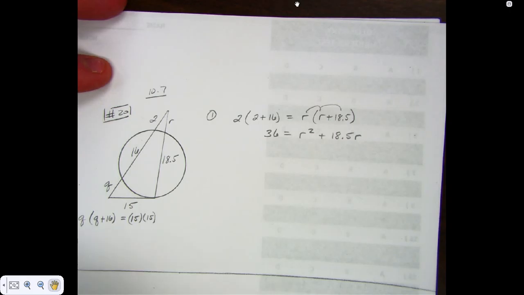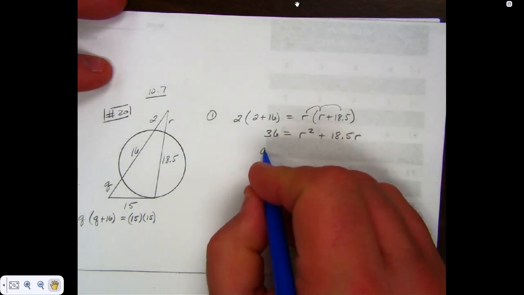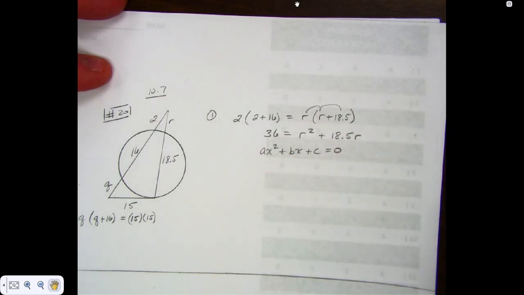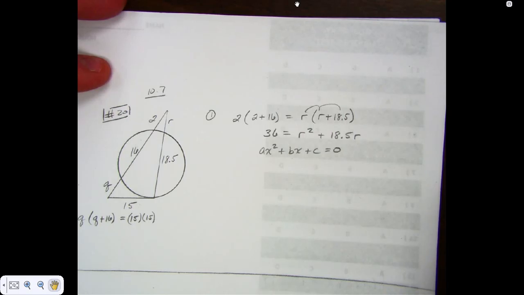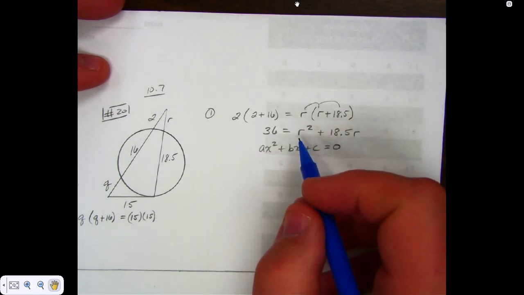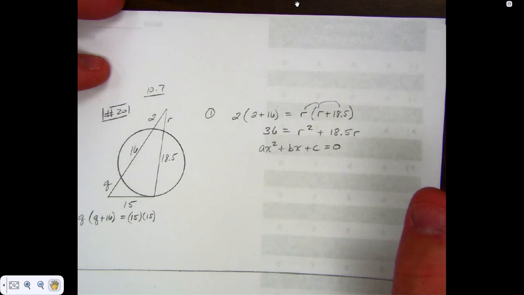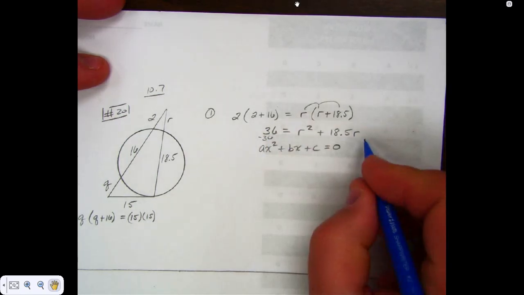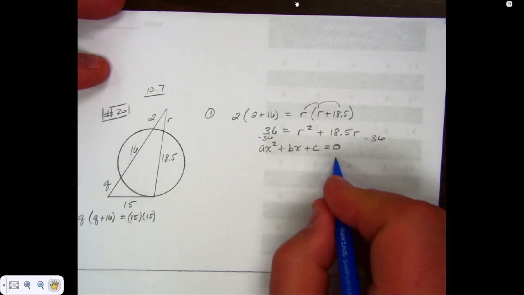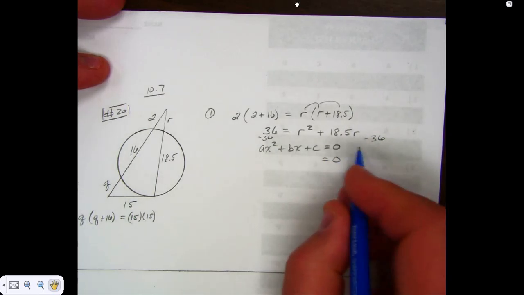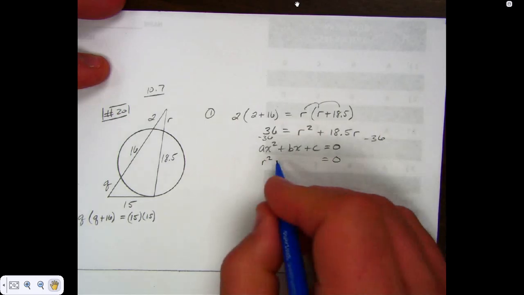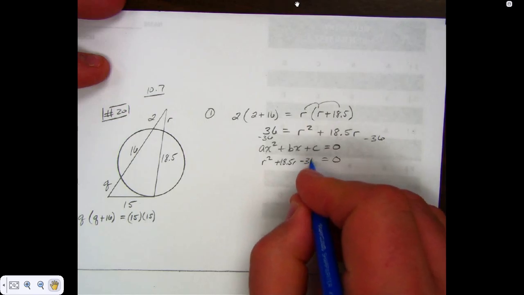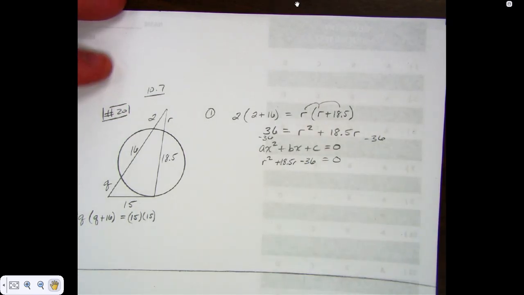So at this point, I know that I'm going to use the quadratic formula, and I need to put it in the form ax squared plus bx plus c is equal to 0. So I have to set everything equal to what? 0. What's going to be the easiest thing to do here? I want 0 on one side, everything else on the other. All I have is 36 over here, right? If I subtract 36 from both sides, I've basically got it, and I can flip it if I want, but I've got 0 on one side, and then I've got what? R squared plus 18.5r minus 36.